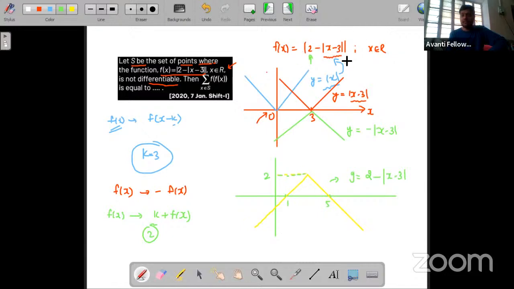Now finally I have to take modulus. So again, by taking modulus, modulus means we have to take the image of the part below the x-axis with respect to the x-axis. Means all things are positive. Modulus means all are positive. So whatever the graph below the x-axis, we have to take the reflection of it with respect to the x-axis. So what we will do, we will now take the reflection of this part over this axis, the x-axis.